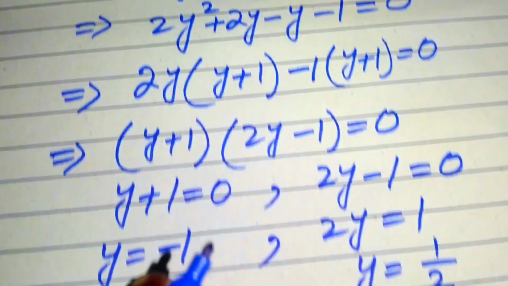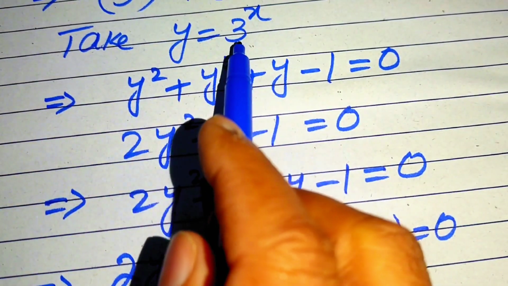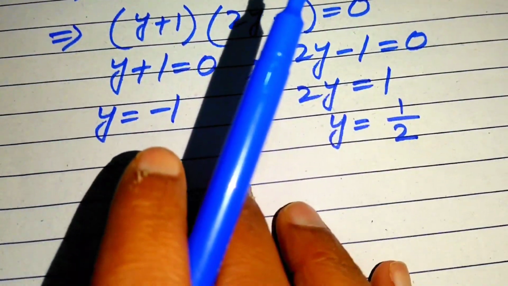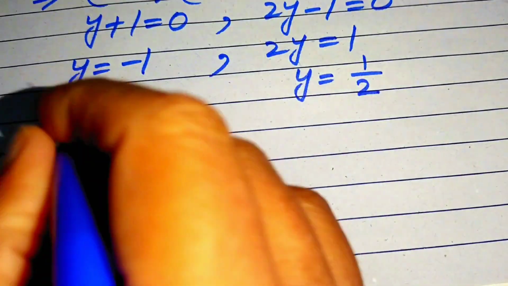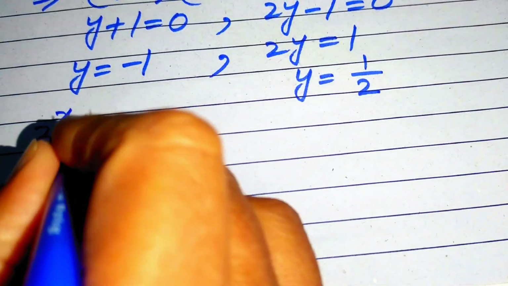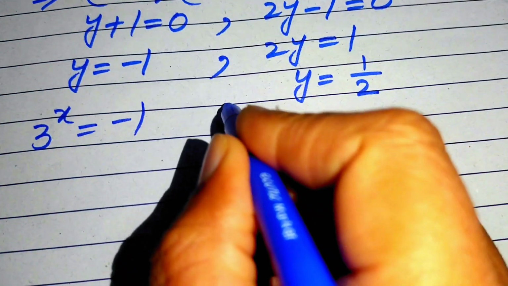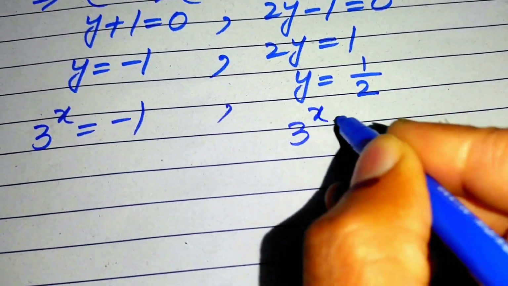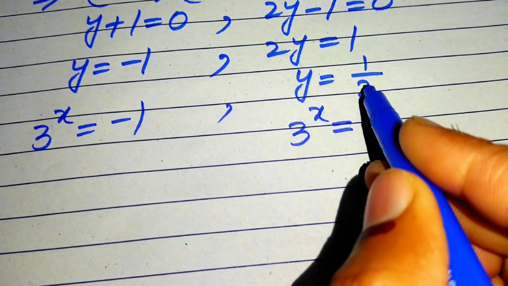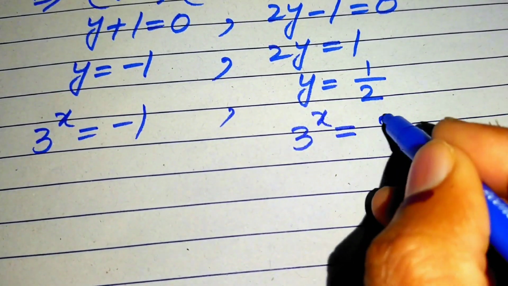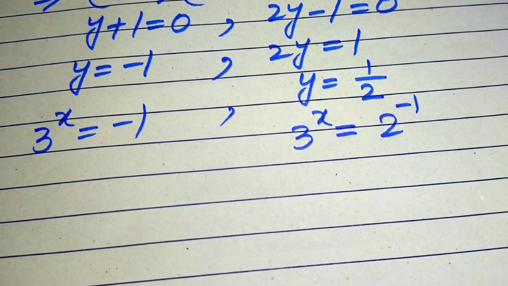So at the start of the problem we take our y equals to 3 to the power of x. So now we back substitute the value of y here and you get 3 to the power of x equals to minus 1, and in this case you get 3 to the power of x equals to, we move this 2 to the upside, then you get 2 to the power of minus 1.